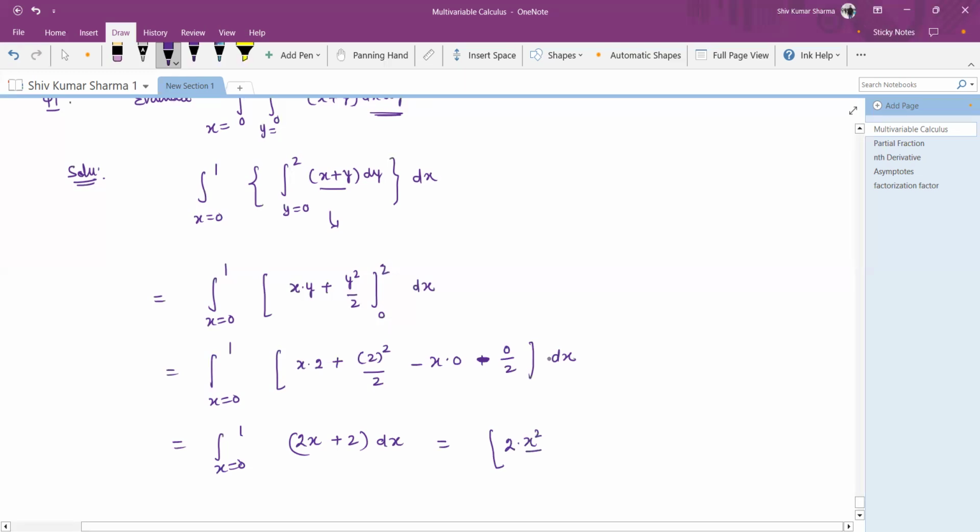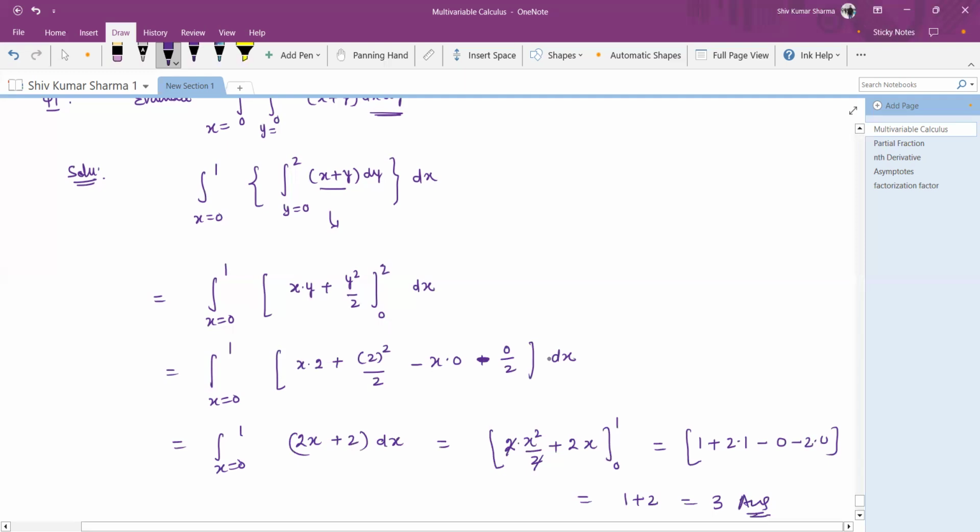So what is the integration of x dx? It is x square upon 2, plus 2 dx. The 2 is purely constant, and the integration of dx is x. So we put the limit 0 to 1. This 2 cancelled. Now we apply the limit. 1 square is 1, 1 plus 2 into 1, minus the lower limit. In place of x square, we have 0, minus 2 into 0. So this gives us 1 plus 2 equal to 3. So the integral value is 3.